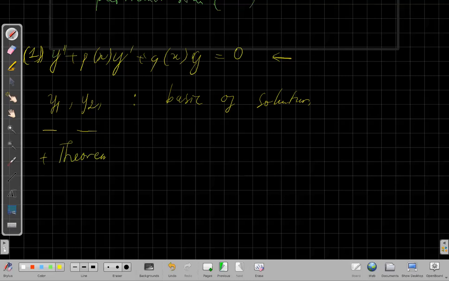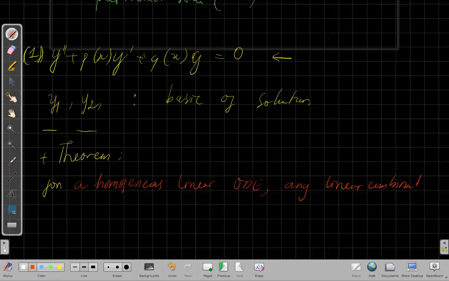theorem for homogeneous linear ODE. Okay, any linear combination of two solutions. I will explain what the combination is.